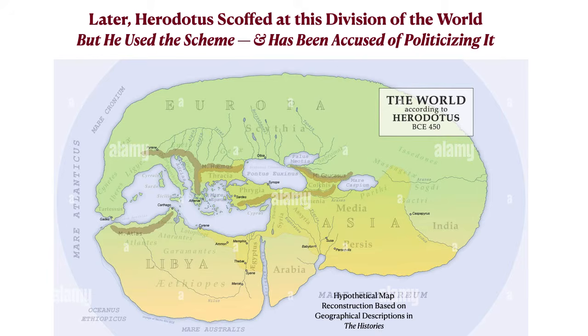Herodotus has also been accused of politicizing it, contrasting Asian tyranny with European liberty. I don't think that's fair. I have read Herodotus pretty extensively, and he certainly contrasts the tyranny of the Persian Empire against the relative liberty of Greek city-states, but I don't see any real evidence that this is a continental distinction. He didn't think in continental terms, so he certainly wouldn't be able to politicize it like so.